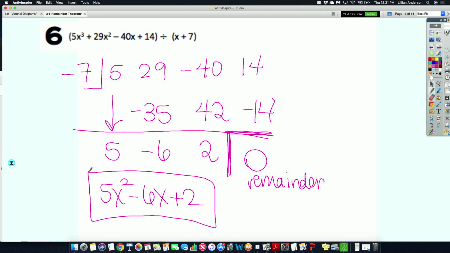And again, if there was a remainder, you would write it as remainder over divisor. Questions on synthetic or long division? We're going to practice some more on Friday with synthetic and long division, which is tomorrow. But that's how you use the remainder theorem to determine if we have any zeros, any factors, and the synthetic division, which we're going to use for the next one.